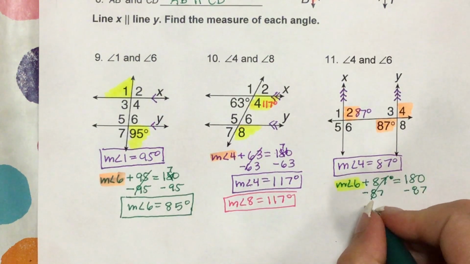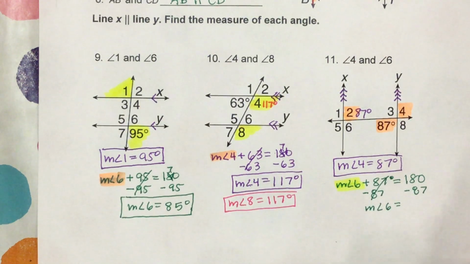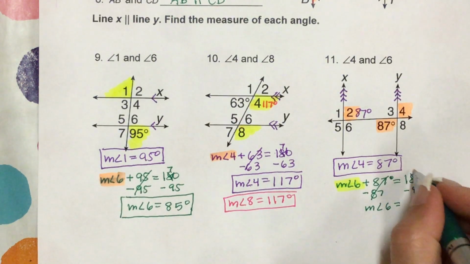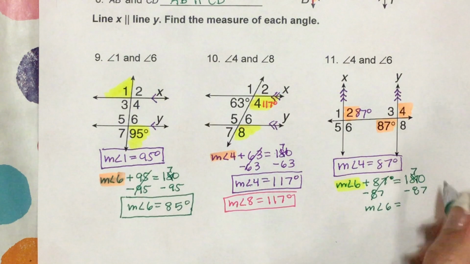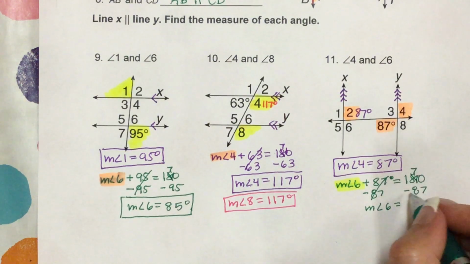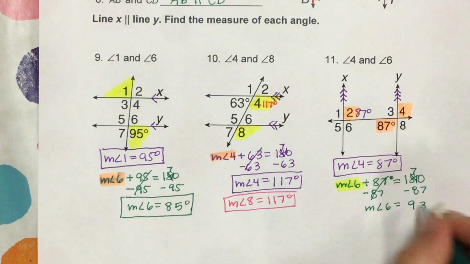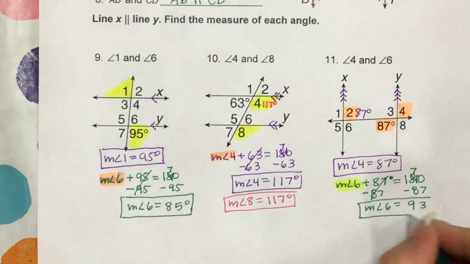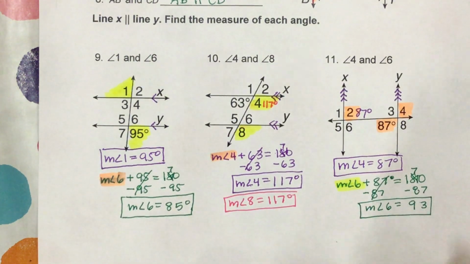Those cancel out. We're left with the measure of angle 6 equals, and then I'm just going to have to borrow, making that a 7 and this a 10. 10 take away 7 is 3. 17 take away 8 is 9. And we're left with the measure of angle 6 is equal to 93 degrees.